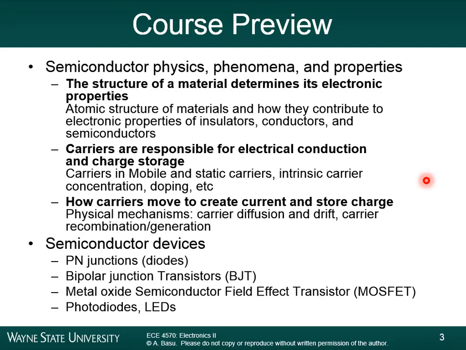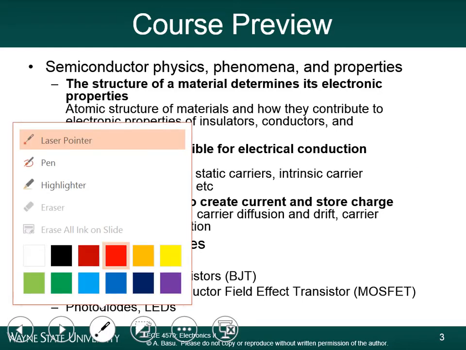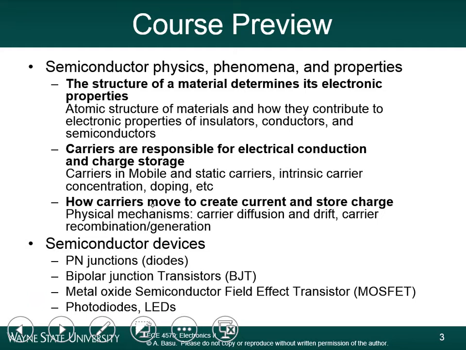Okay. Now we're going to see that just like in a mechanical material, the atomic structure of a mechanical material determines its mechanical properties. The atomic structure of an electronic material determines its electronic properties. There's something called the Schrödinger equation, which nicely describes that. Next.